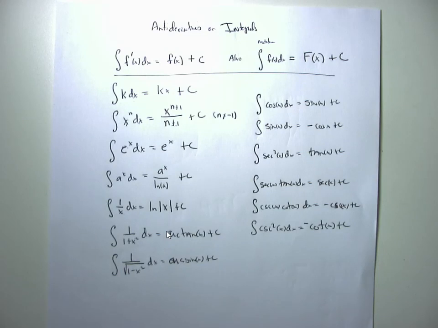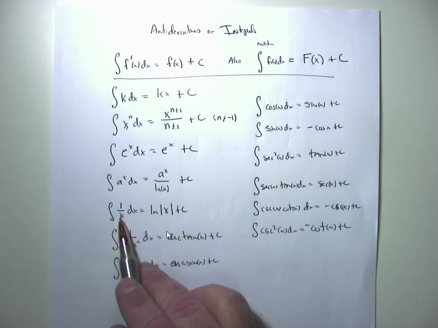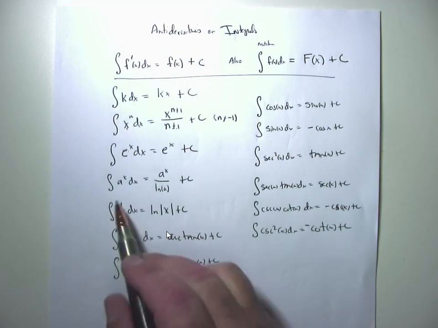Yeah, Cole? If that was 5 instead, would that be 5 natural log of x? What do you mean, this one down here? Yeah, that was a 5 on top. I mean, okay, yeah, oh yes.